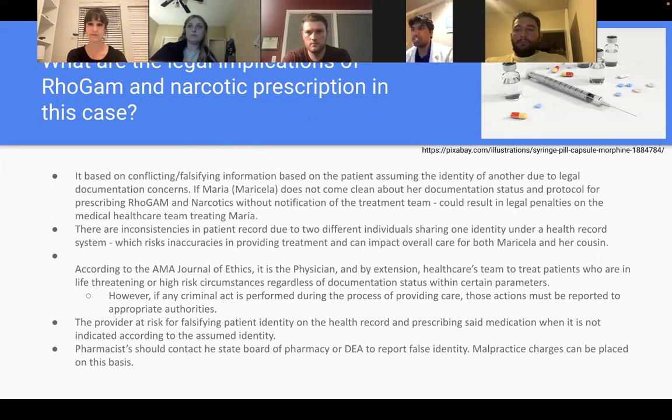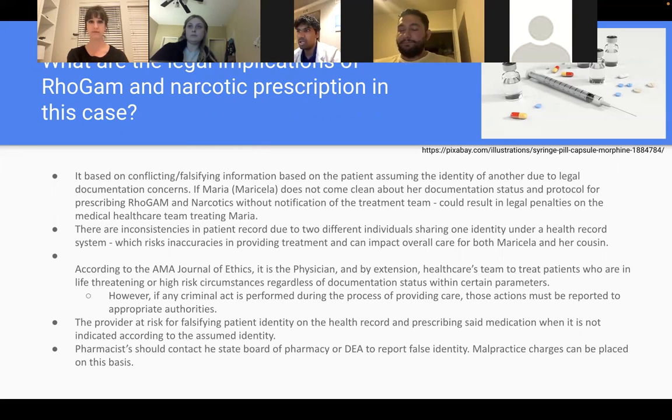The number one thing is there are inconsistencies in the patient record due to two different individuals sharing one identity under a health record system, which asks for inaccuracies in providing treatment and can impact overall care in both Maricela and her cousin for future pregnancy terms if Maria decides to have more children. So the legal concern in this case is not simply opting to treat Maricela, but the fact that she's also assuming the identity of another legal citizen to gain access to care, and by extension, the appropriate need to prescribe specific medications is in conflict with the contraindications of the assumed patient identity.